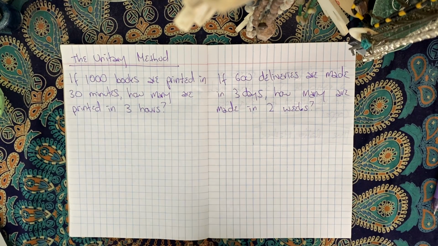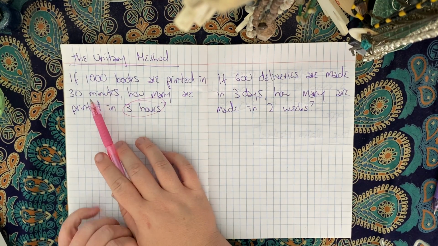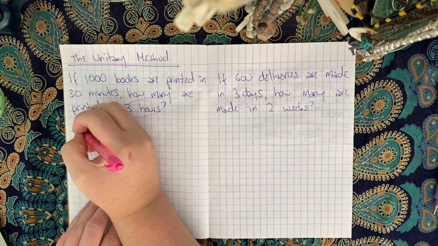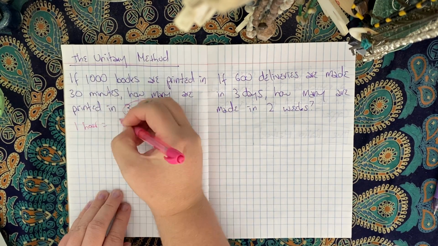So in this case, I'm looking at this piece of information to understand what units they want. So they want hours. So what I'm going to say is if 1,000 books are printed in half an hour, well, that means 1 hour is going to be 2,000 books.